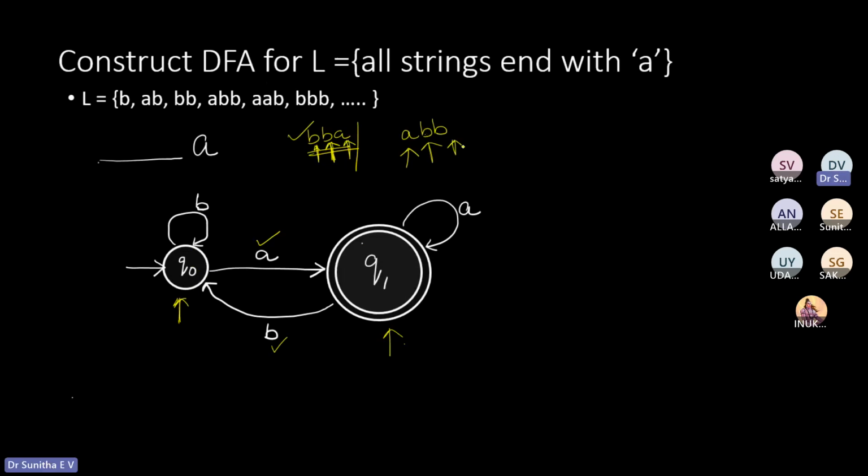Then again we read B, it will take this self loop and remain in Q0 itself. Okay, our string is over. ABB is over. So after reading the full string, the machine is in Q0, and Q0 is not a final state. So the machine rejects. That means ABB is rejected. After reading ABB, we are not in a final state.